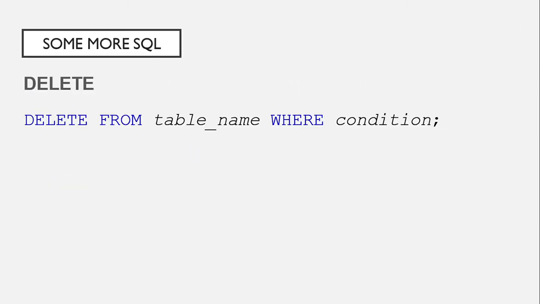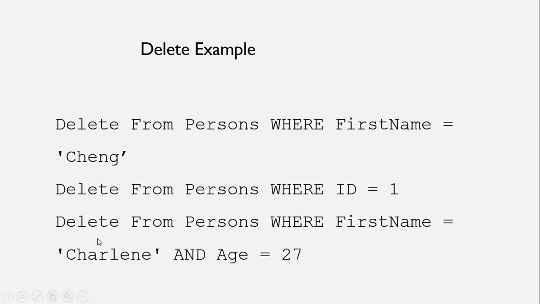Okay, delete. Delete from table name where condition. That means I want to delete some specific information from that table. So this is the example, delete from persons. Persons is the name of the table we just created.